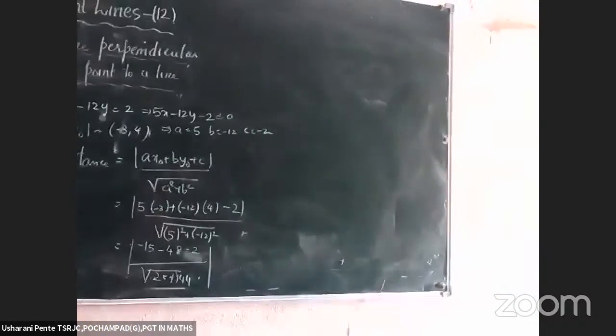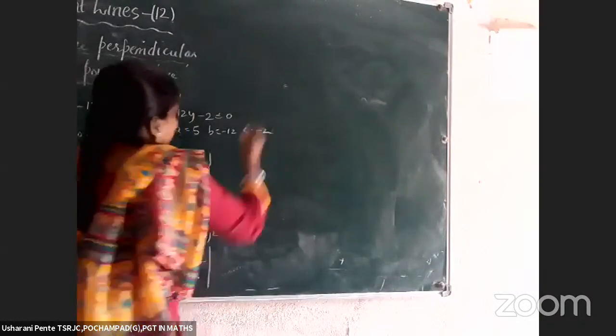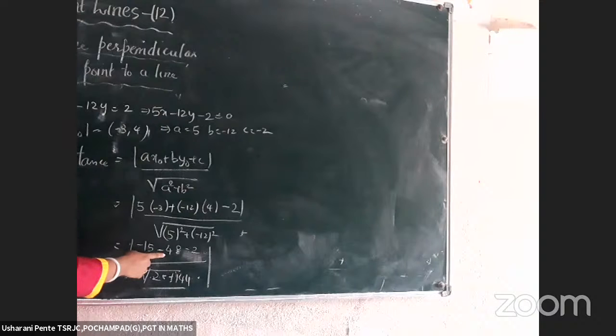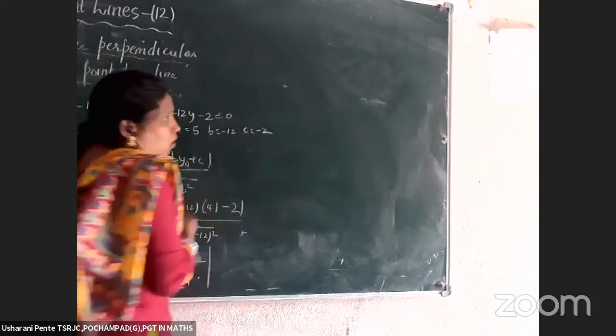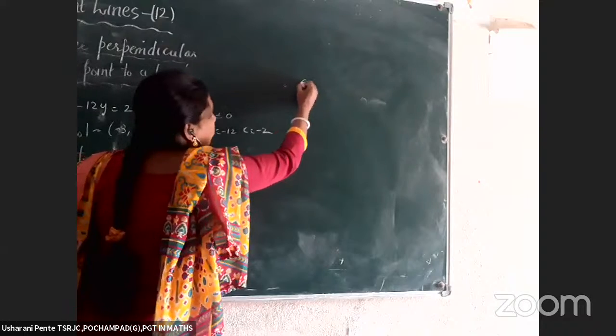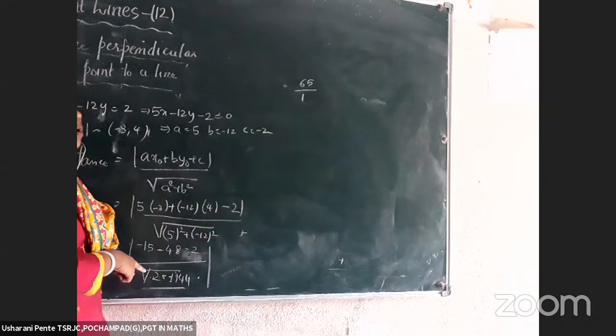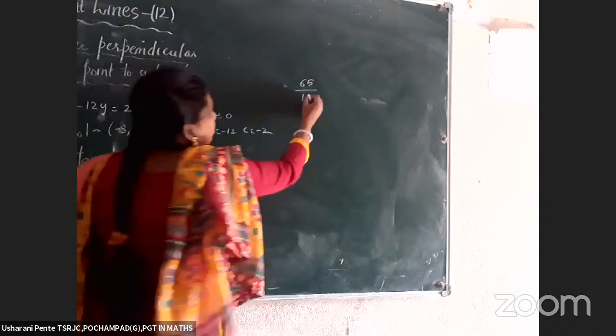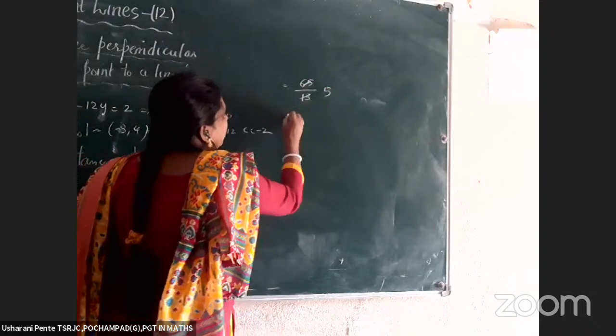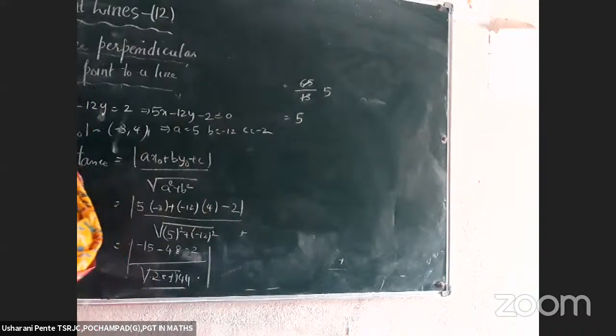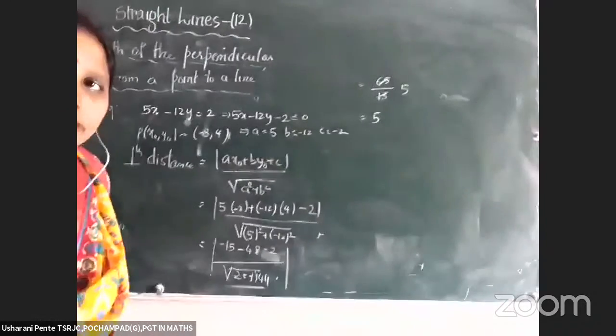So here how much will we get? Minus 48 minus 2 is minus 50, and minus 50 minus 15 is minus 65. As it is a mod, we have to take the positive value. By, what is this? Root of 169 is 13. Therefore, I'm writing 13, and how much will I get? I will get 5.